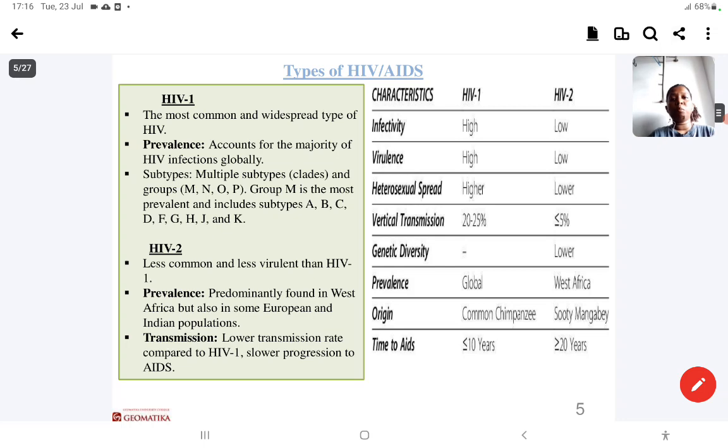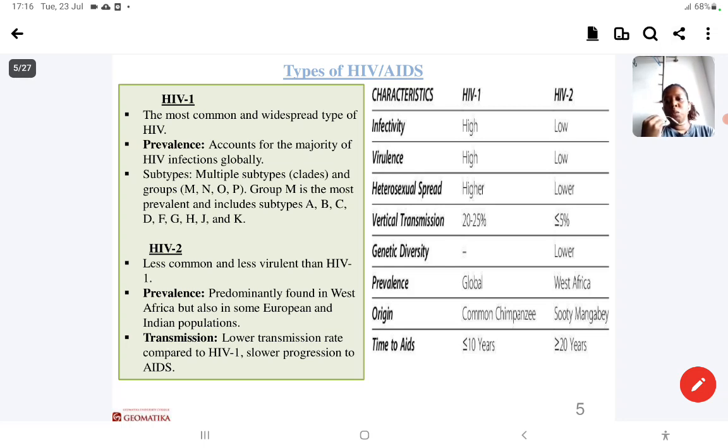Okay, these are the types of HIV and AIDS. It includes two types, which are HIV-1 and HIV-2. HIV-1 is the most common and widespread type of HIV. Its prevalence accounts for the majority of HIV infections globally, and it has multiple subtypes, which means clades and groups, such as M, N, O, and P. Particularly, group M is the most prevalent, and it includes the subtypes A, B, C, D, F, G, H, J, and also K.